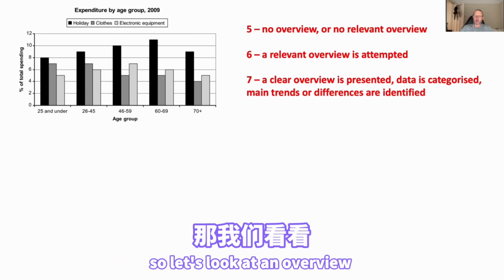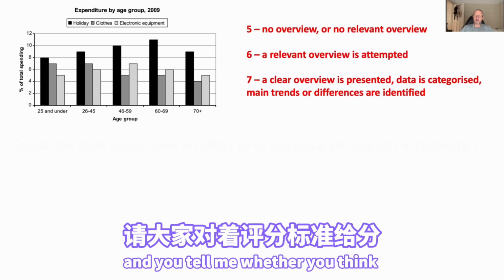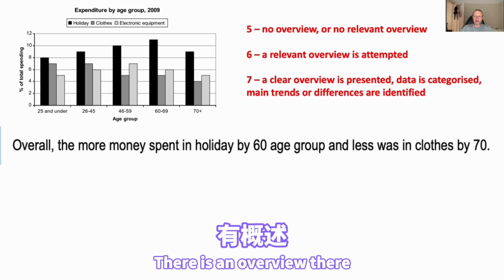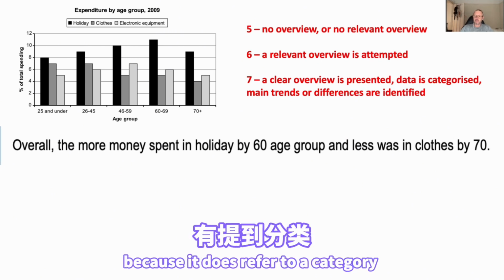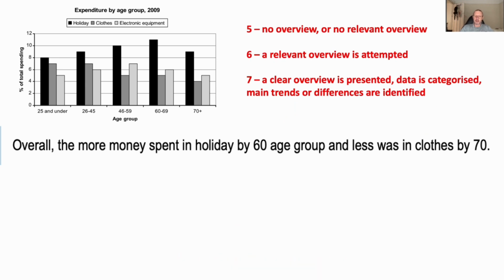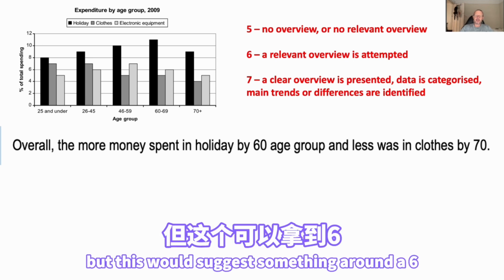So let's look at an overview for this graph that was written by a candidate, and you tell me whether you think this is a 5, 6, or 7 level overview. There is an overview there, and it is relevant because it does refer to a category and it refers to age groups. "Overall, the more money spent in holiday by 60 age group and less was in clothes by 70." Now, there are grammar and vocabulary errors here, but this would suggest something around a 6.